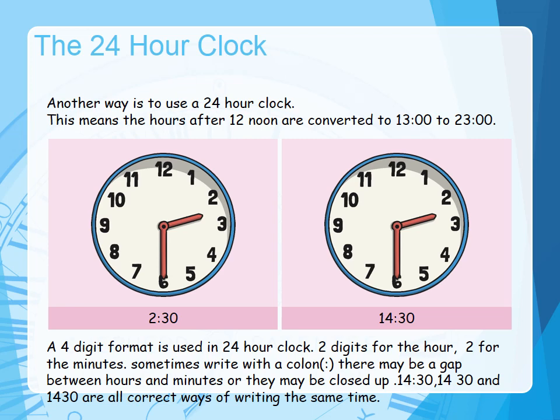A 4-digit format is used in the 24-hour clock, 2 digits for the hours and 2 for the minutes. Sometimes it is written with a colon. There may be a gap between hours and minutes, or they may be close up. Look here, the first one, 14:30, I use the colon. The second one, I use the gap, 14 30, and the third one without a gap. All are correct ways of writing the same time.